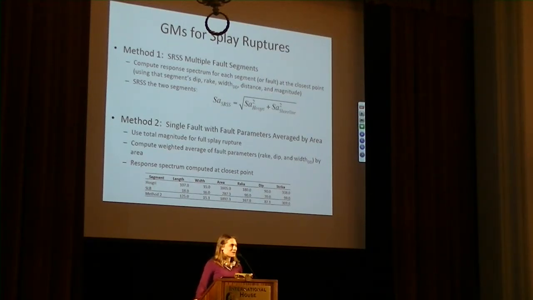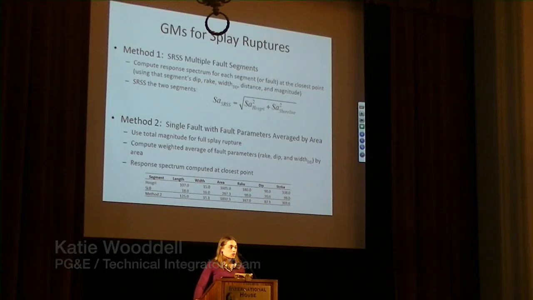Jeff called it secondary. I keep calling it splay. So we're going to have splay as the secondary rupture, but compute them individually. So you have basically 2 fault sources: your primary fault source, and your splay fault source. You use the GMPEs, and then you SRSS the 2 resulting response spectra.